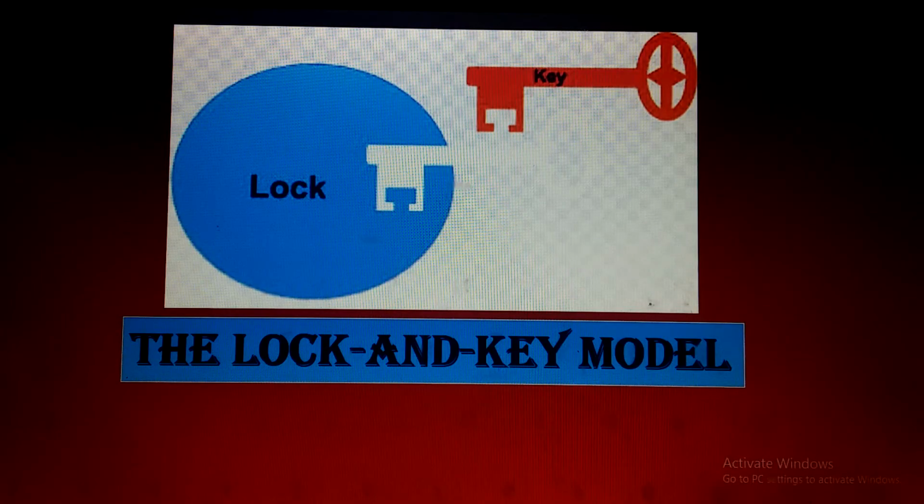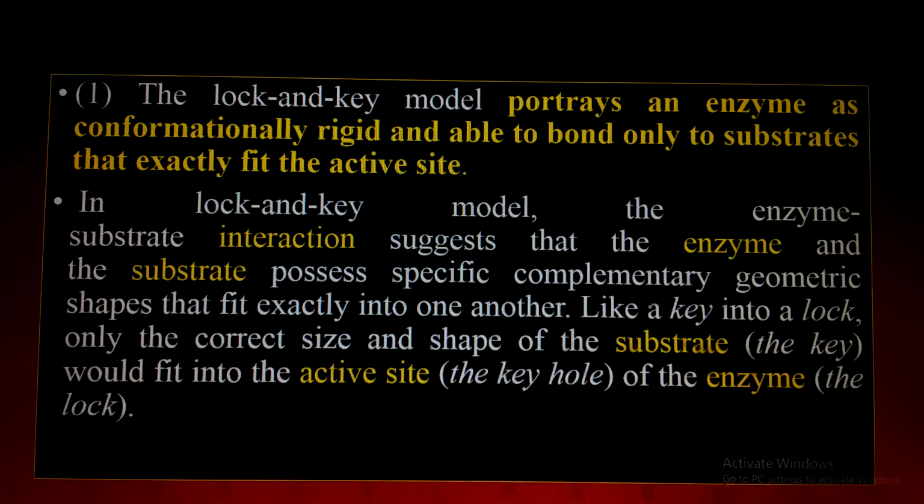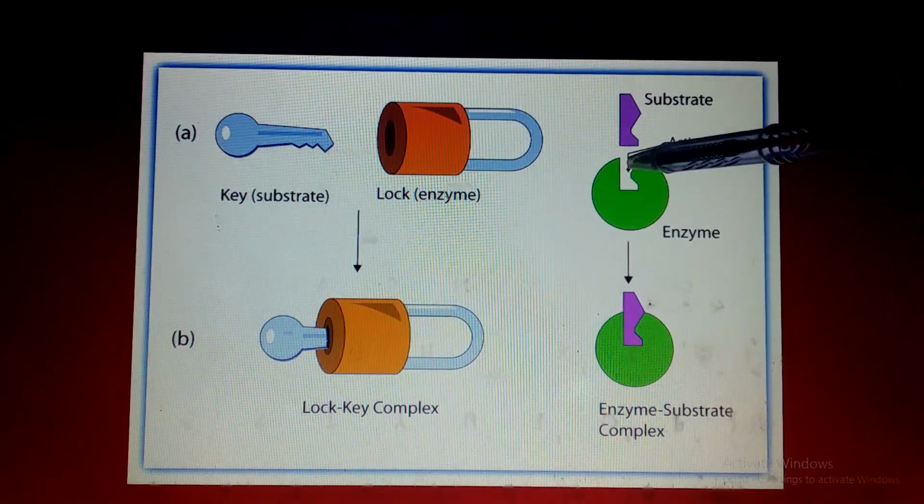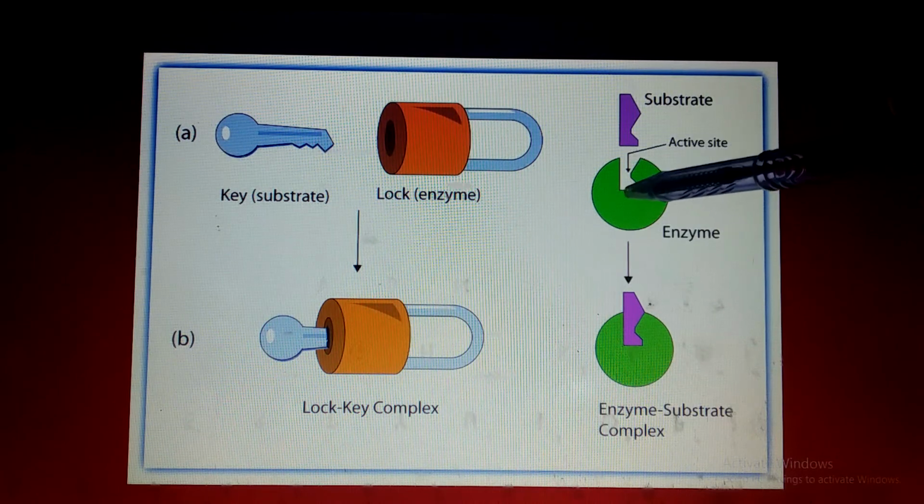Okay, now what is the lock and key model and why is it called the lock and key model? I will show you. The lock and key model portrays an enzyme as conformationally rigid and able to bond only to a substrate that exactly fits into the active site. Is it clear? According to the lock and key model, the active site of the enzyme, you can see here, this is the enzyme and this is the active site. According to lock and key, this active site is rigid.